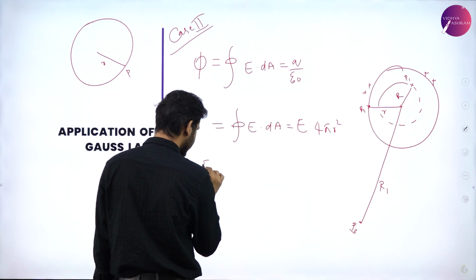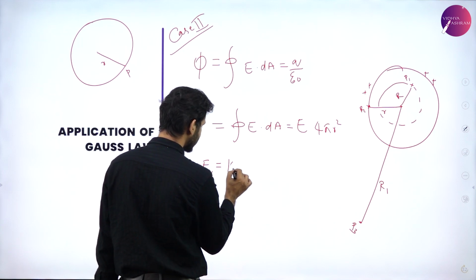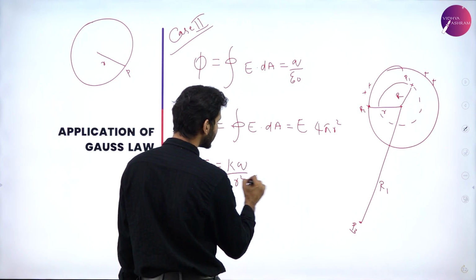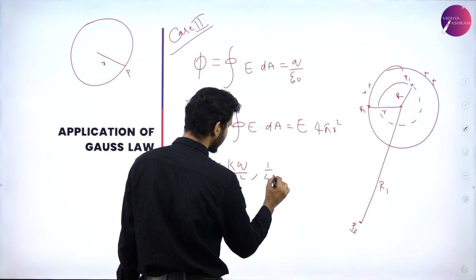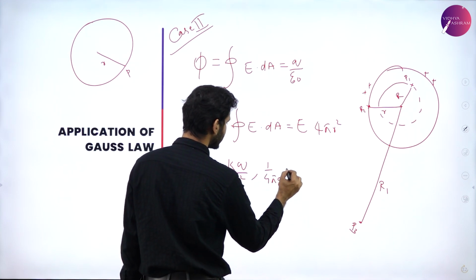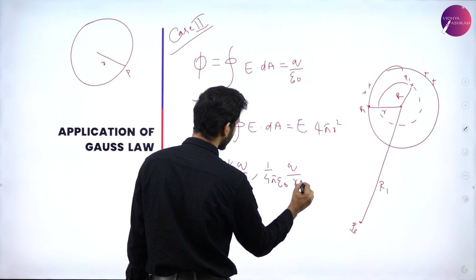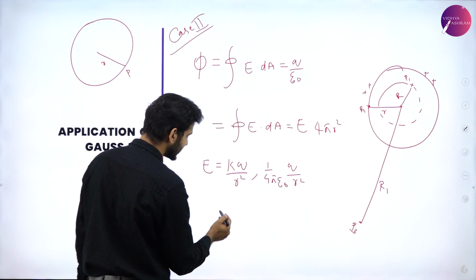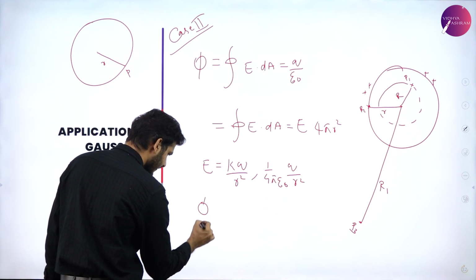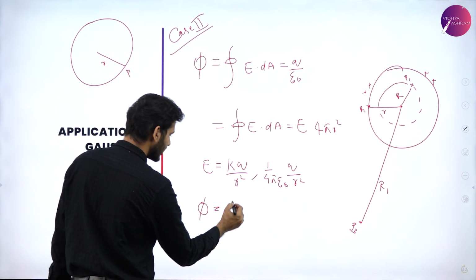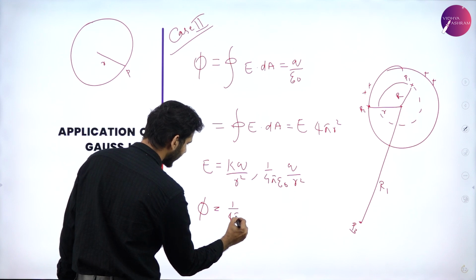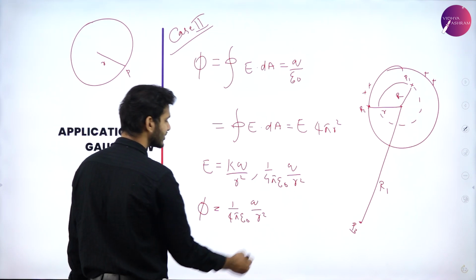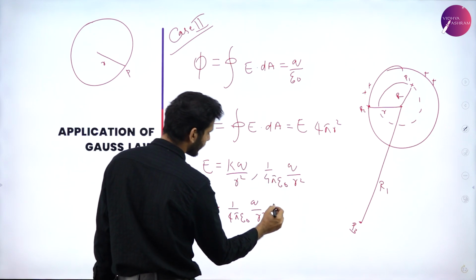We know that the electric field is given by the equation kq divided by r square, and k is nothing but 1 by 4 pi epsilon naught. So E is 1 by 4 pi epsilon naught into q divided by r square. Substituting the value of E in this equation, we can write phi is equal to 1 by 4 pi epsilon naught into q divided by r square into 4 pi r square.